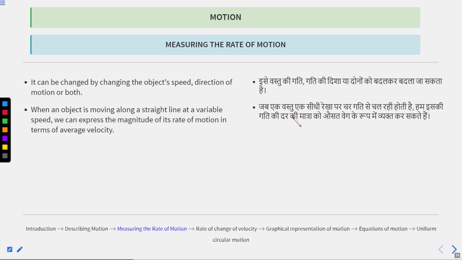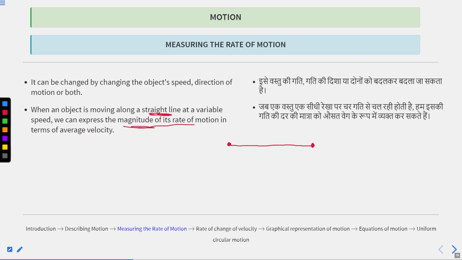It can be changed by changing the object's speed, direction of motion, or both. As velocity includes speed and direction, if we change the direction, the velocity will change. If we change the speed, velocity will also change. When an object moves along a straight line and does not change its direction, distance is equal to displacement, similar to the concept of distance and displacement. Similarly, when an object moves along a straight line, speed will be equal to velocity.